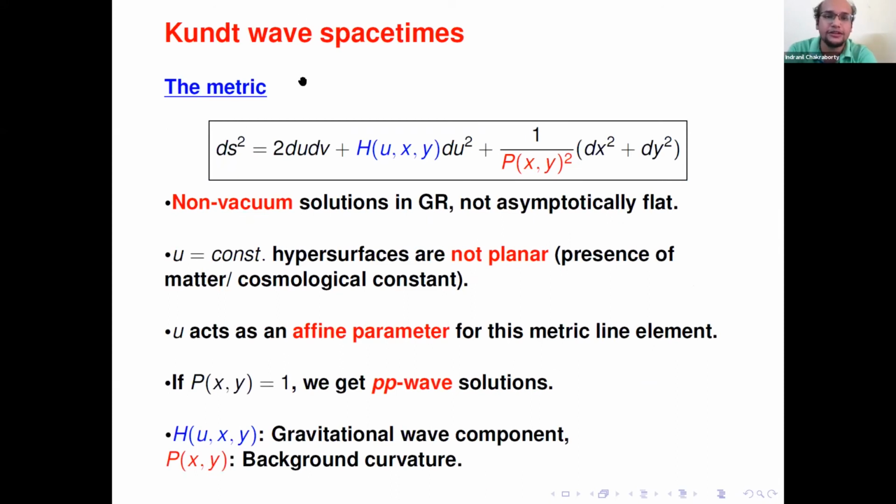The metric line element of the Kundt spacetime, which we have worked with, is like this. They are non-vacuum solutions in GR, and they are not asymptotically flat. If you construct u equal to constant hypersurfaces, they are not planar because of the presence of matter or a cosmological constant. u acts as a sort of affine parameter. If you set p to 1, you get back the well-known pp-wave solutions. In this kind of metric, p gives you a background curvature, and h is the gravitational wave component.